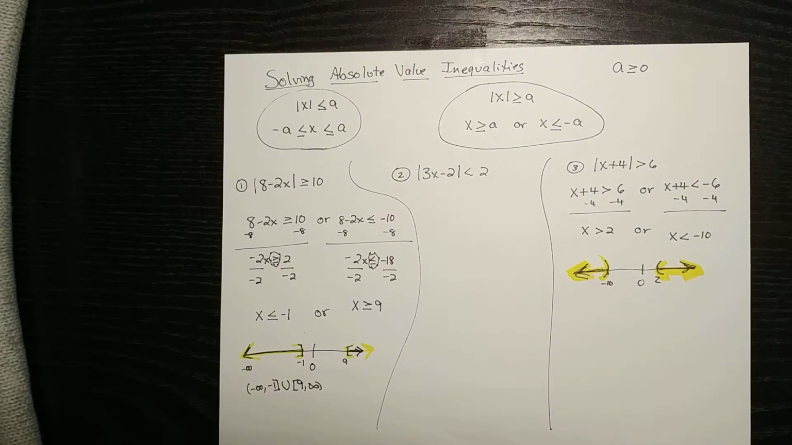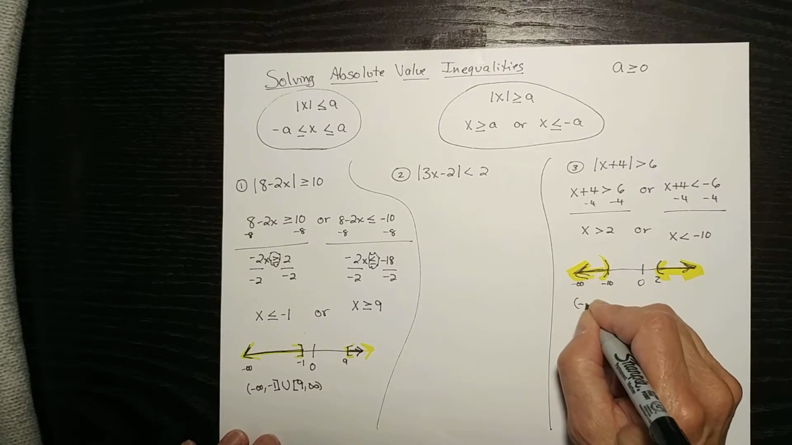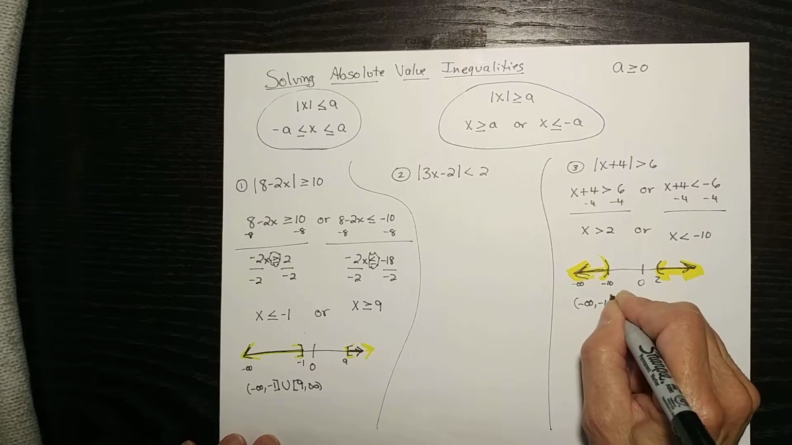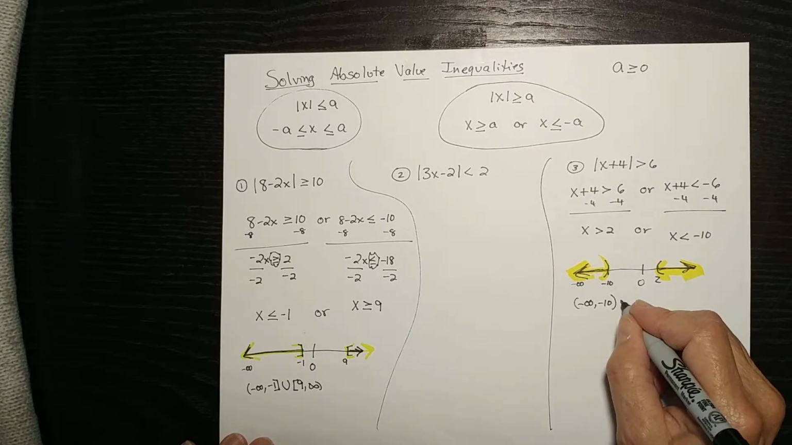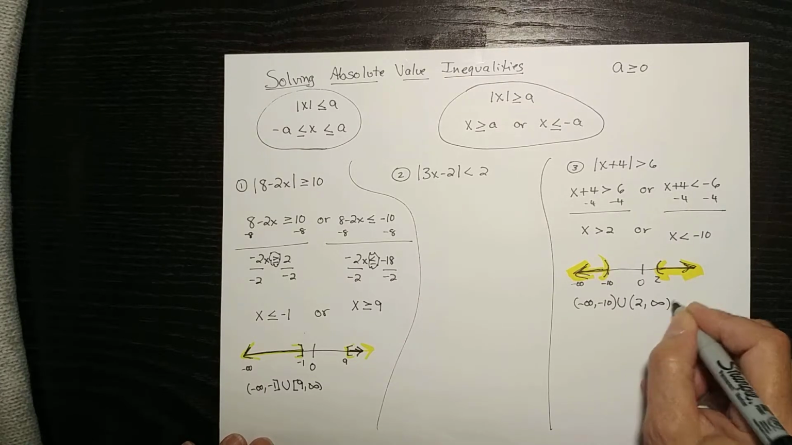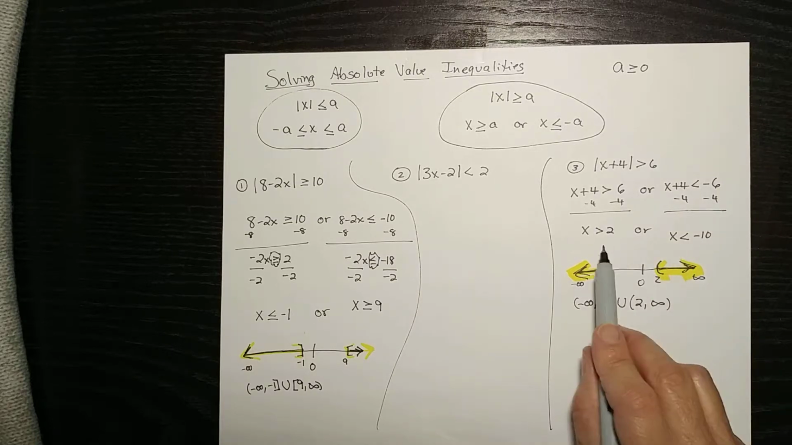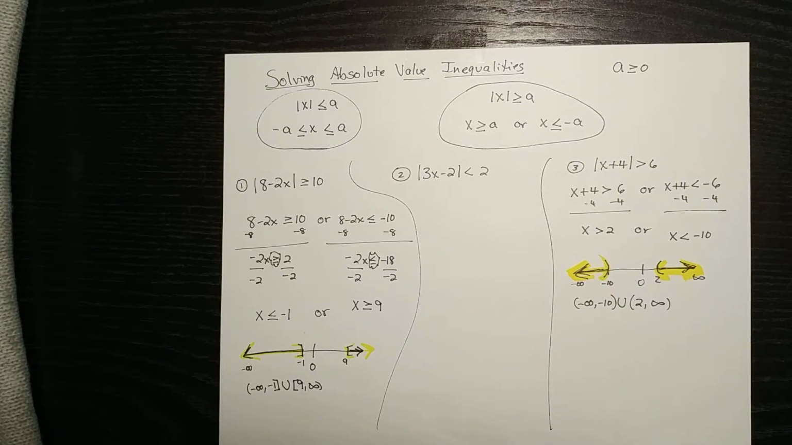So to write this in interval notation, this would be from negative infinity to negative 10. Don't include the negative 10, so we use parentheses. Unioned with from 2 to infinity. And again, we don't include the 2 because there is no or equal to, because this did not have an or equal to, and that's the solution to that one.